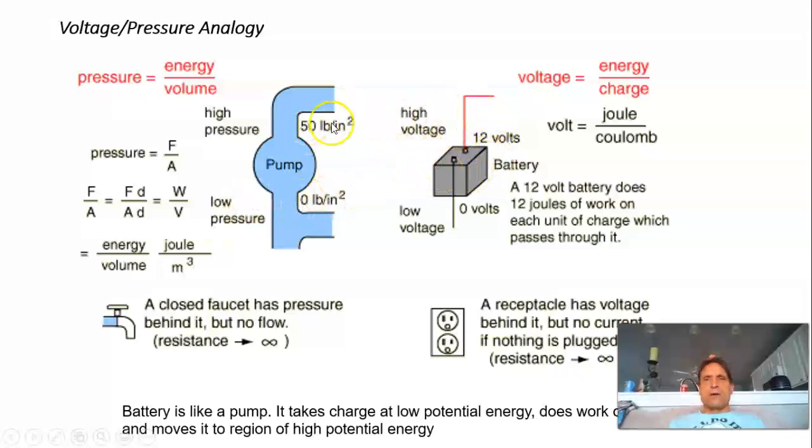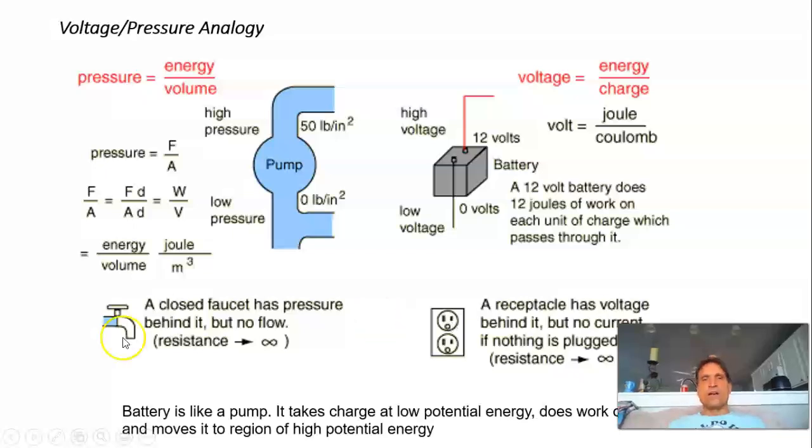Water flows through pipes, charge flows through wires. Okay. Here you've got a receptacle. There might be voltage behind it, but there's no current if nothing is plugged in, right? So by Ohm's law, the resistance is infinity if nothing is plugged in here. Okay, you don't use any electricity if nothing is plugged in.